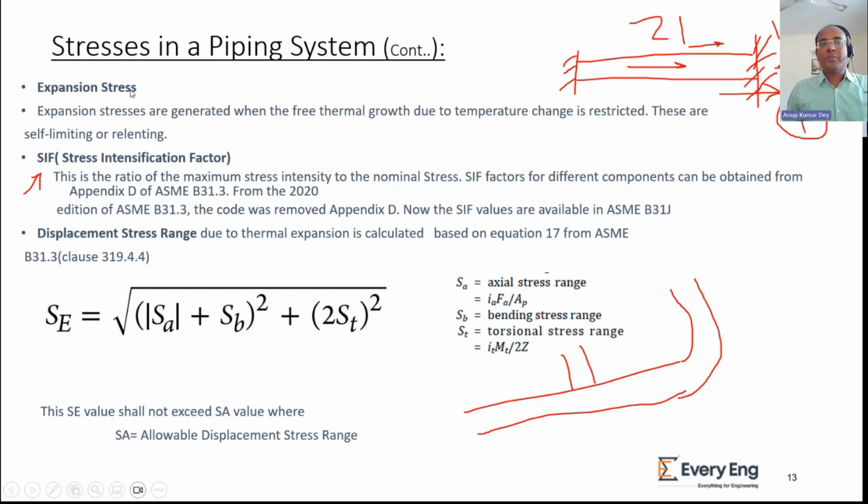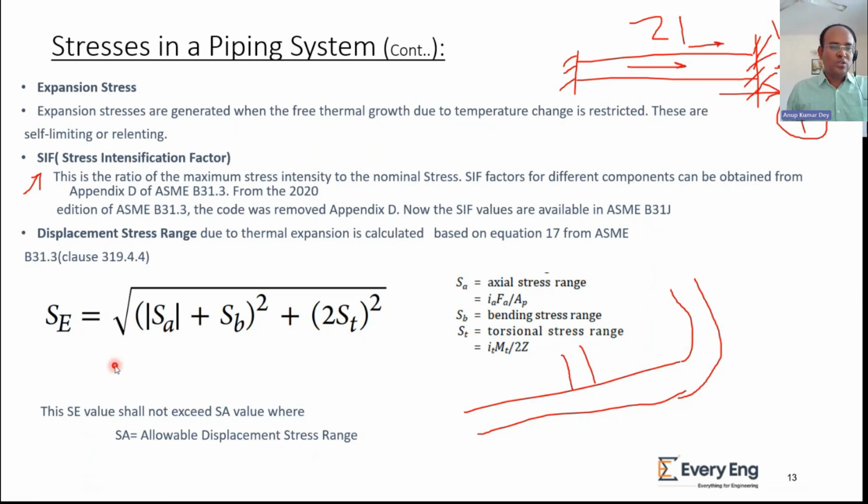Now again, the code provides us the formula for calculating the expansion stress. This is the formula. It is similar to what we saw in the sustained stress calculation formula itself, but the notations are different. In general, sustained stress is calculated based on nominal thickness minus corrosion and other allowances, whereas expansion stress will consider all the extra metal added in thickness also. So it will be based on nominal thickness calculation. Now displacement stress range due to thermal expansion is calculated based on equation 17 of ASME B31.3. Here also all these terms are explained and you can study this from the code itself.